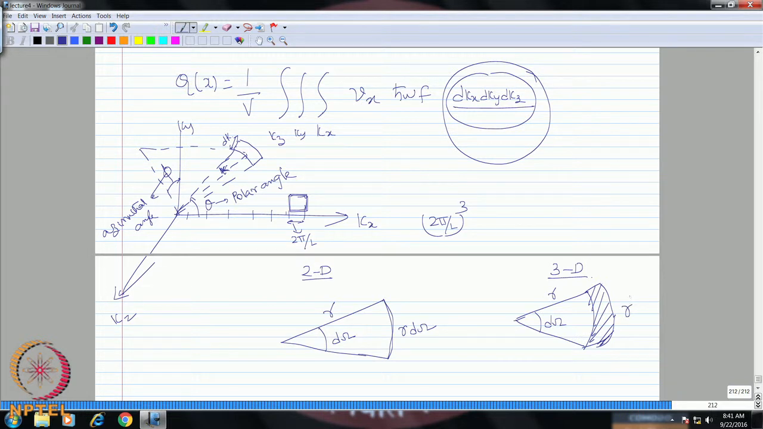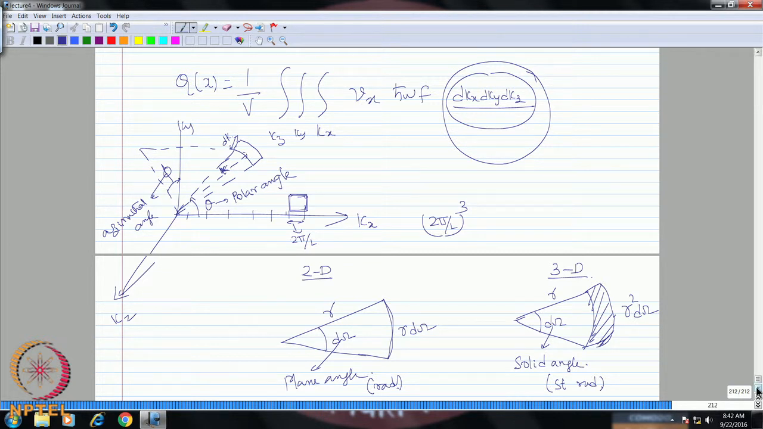So, it will be r square d omega, right. So, now the question is how do we calculate this angle? Now, this angle is called solid angle, whereas in 2D you call this a plane angle. I hope you know the difference. So, this is your radian and this is steradian, solid angle, okay, steradian.